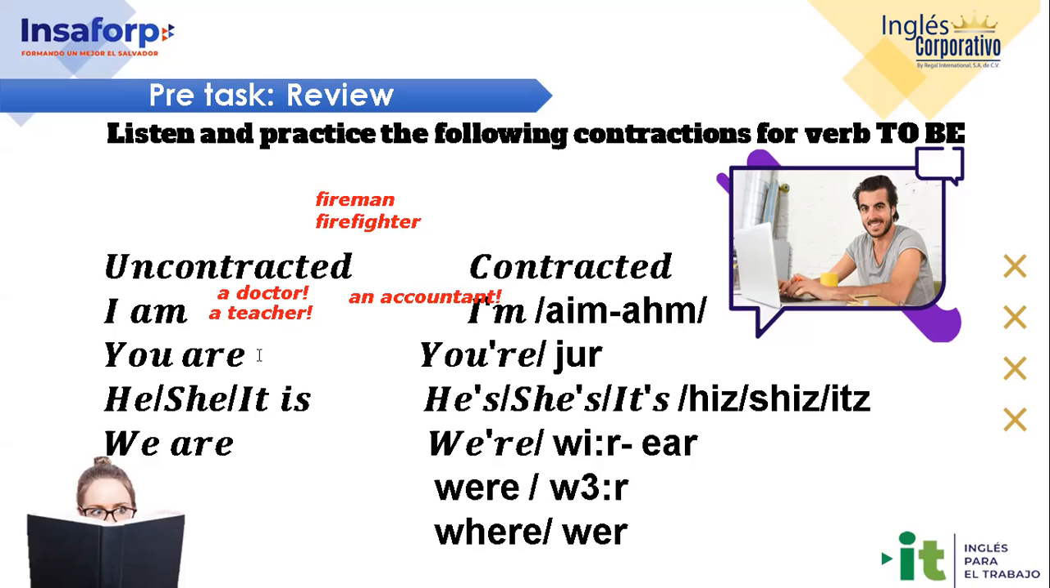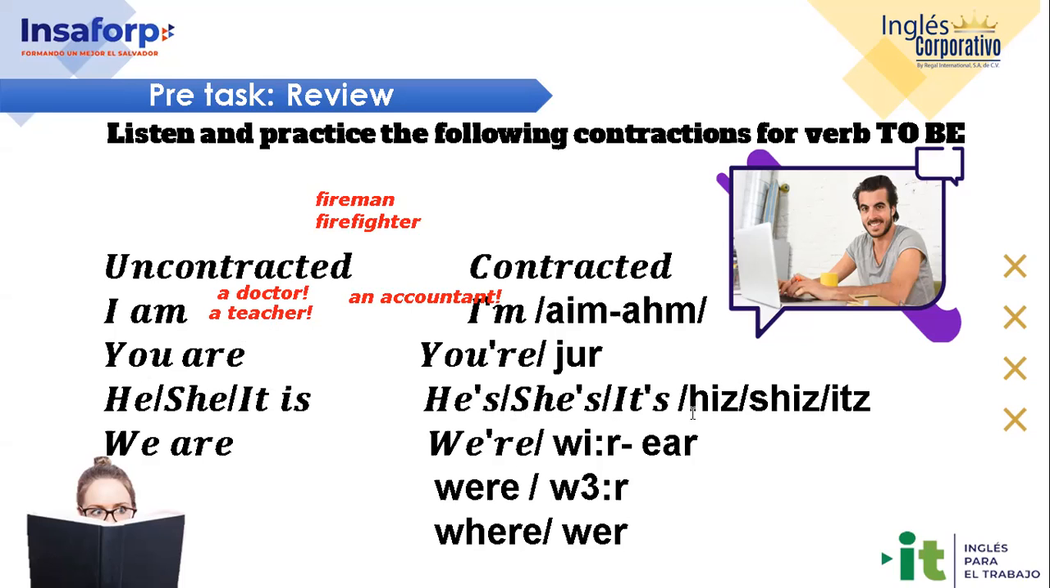Let's see, the next one, we have the long form for you are and the contracting form. You are and you're. Then we have he, she, it, and is. He is, she is, it is. And for the contracted form, we have he's, she's, and it's. Again, check the pronunciation.